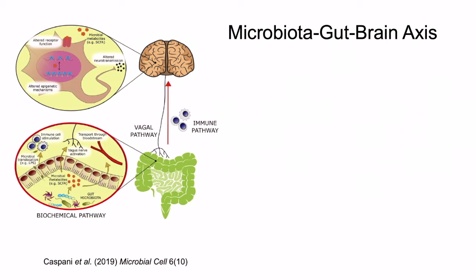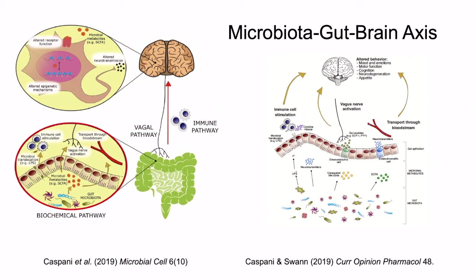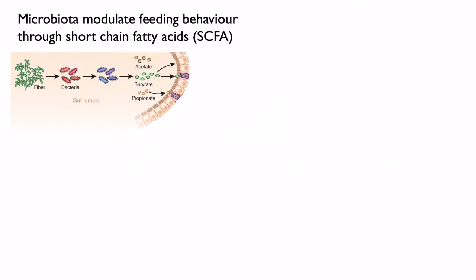So through the chemicals that the microbes produce, we have also been studying how these can impact the brain. To go through some examples, this is what we call the short-chain fatty acids.